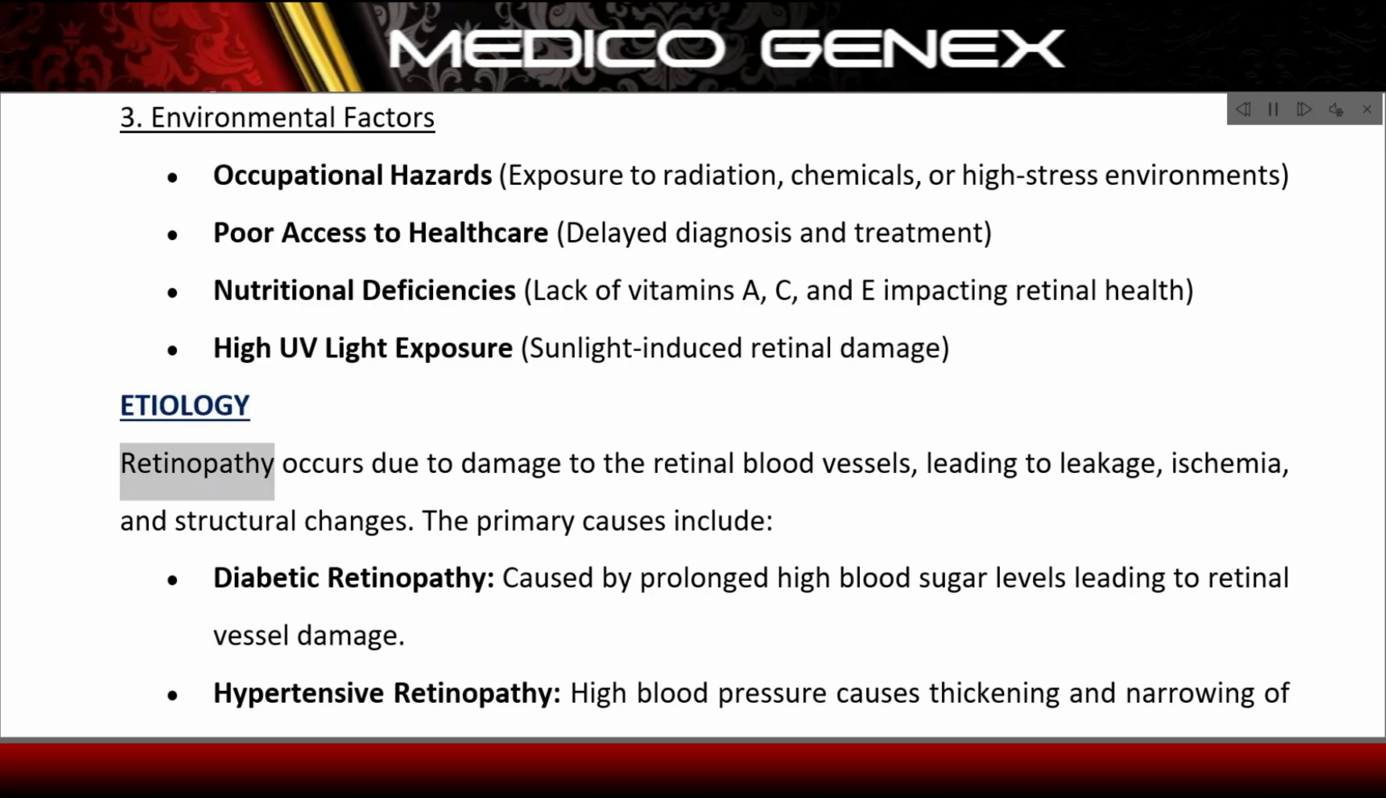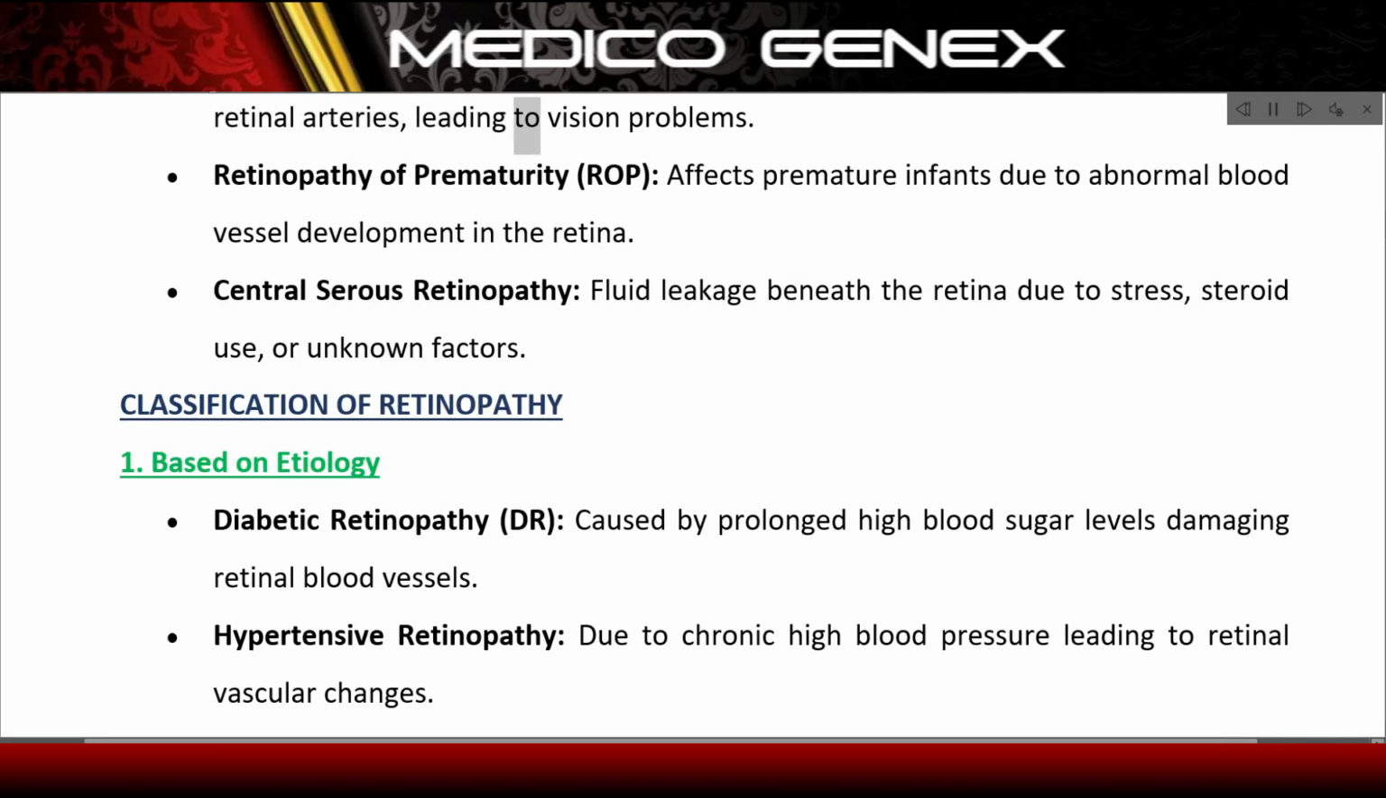Etiology. Retinopathy occurs due to damage to the retinal blood vessels, leading to leakage, ischemia, and structural changes. The primary causes include diabetic retinopathy, caused by prolonged high blood sugar levels leading to retinal vessel damage. Hypertensive retinopathy, high blood pressure causes thickening and narrowing of retinal arteries, leading to vision problems. Retinopathy of prematurity, ROP, affects premature infants due to abnormal blood vessel development in the retina. Central serous retinopathy, fluid leakage beneath the retina due to stress, steroid use, or unknown factors.